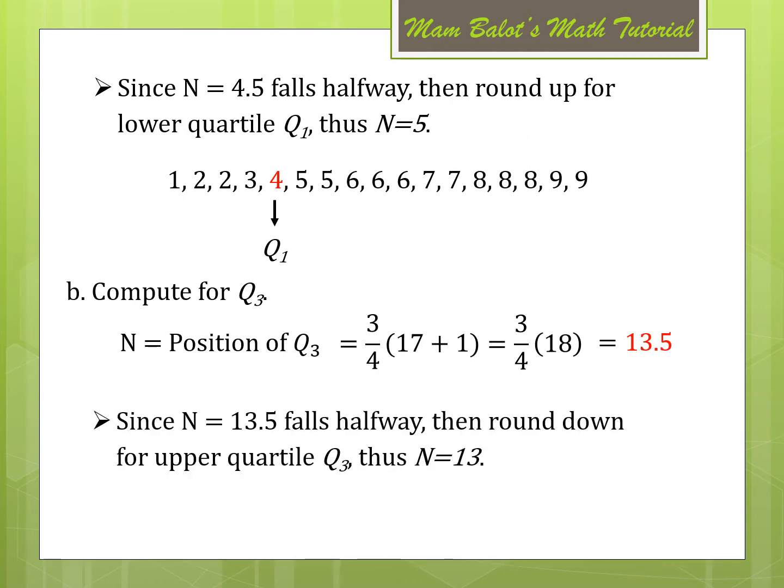Since 13.5 also falls halfway, we have to round down because we are computing the upper quartile, which is Q sub 3. Thus, our n is equal to 13. We now locate the 13th data in our arranged data, and that is the value of 8, colored there in red. So our third quartile is equal to 8.